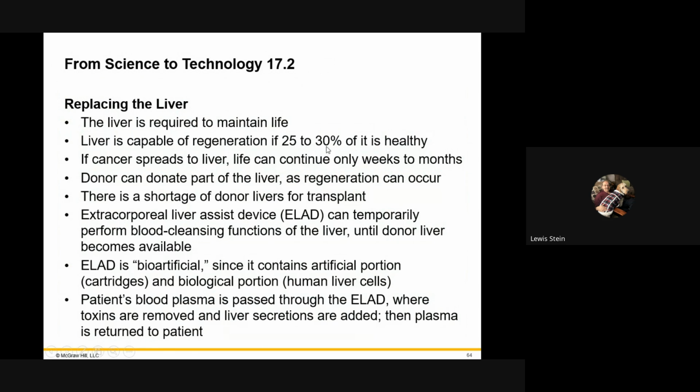Regeneration, if 25 to 30% of it is healthy, that's really good. Cancer spreads to the liver.